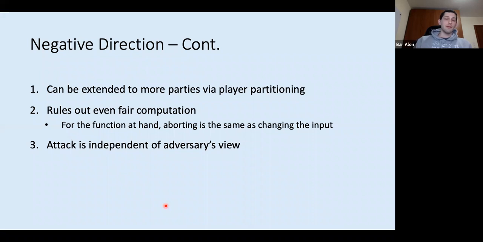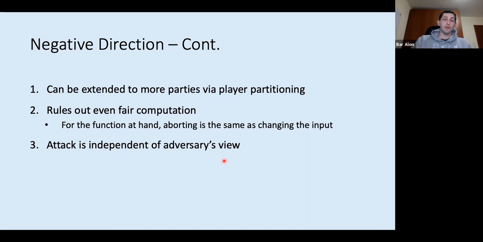But finally, something very interesting about this attack is that it's actually independent of the adversary's view. Because if you recall, the only thing that the adversary does is wait for a special round. It could be a random round, it doesn't know. He just waits for it, aborts and sends its view. That's it. He doesn't care what his view says. It's completely independent of it.